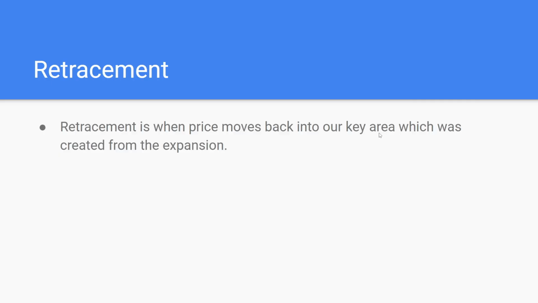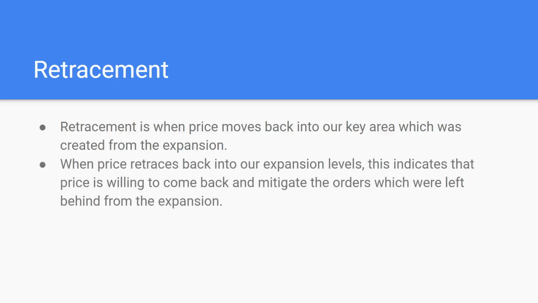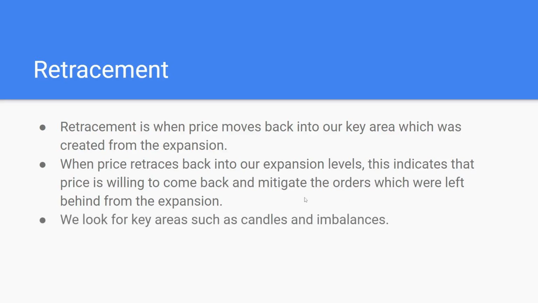So, a retracement. Retracement is when price moves back into our key area, which was created from the expansion. When price retraces back into our expansion levels, this indicates price is willing to come back and mitigate the orders which were left behind from the expansion. We look for key areas such as candles and imbalances.